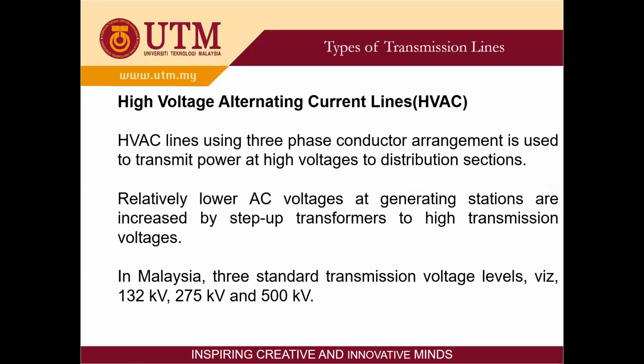High voltage alternating current lines, or HVAC. HVAC lines using three-phase conductor arrangement are used to transmit power at high voltage to the distribution section. Relatively low AC voltage at generating stations is increased by step-up transformer to high transmission voltage. In Malaysia, there are three standard transmission voltage levels, which are 132 kilovolt, 275 kilovolt, and 500 kilovolt.